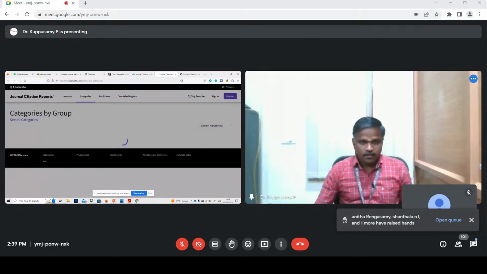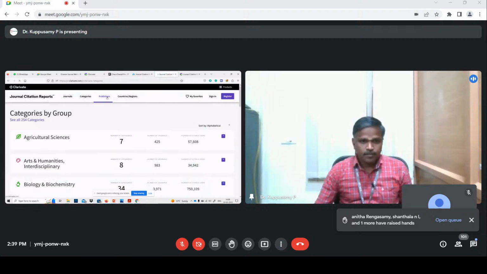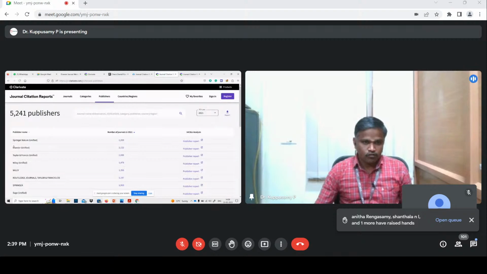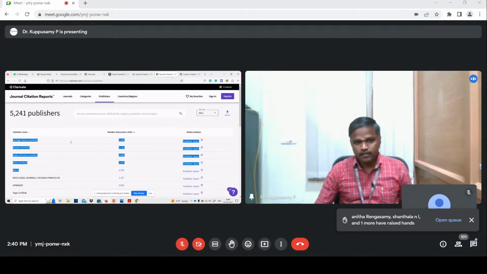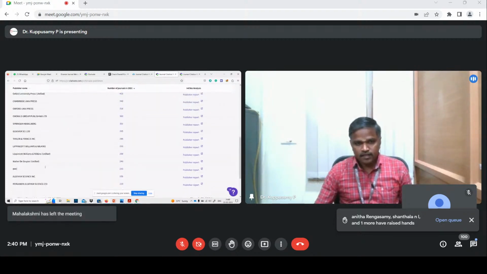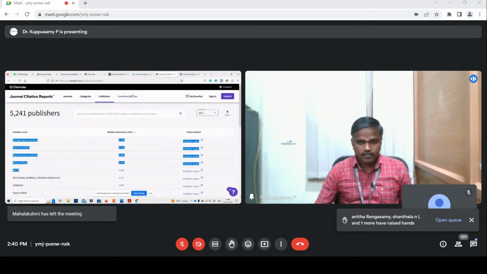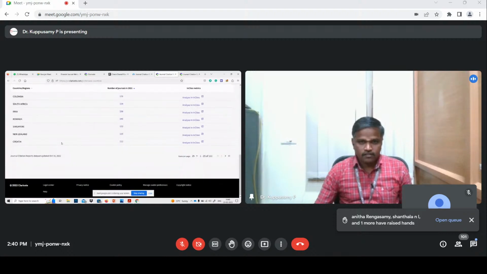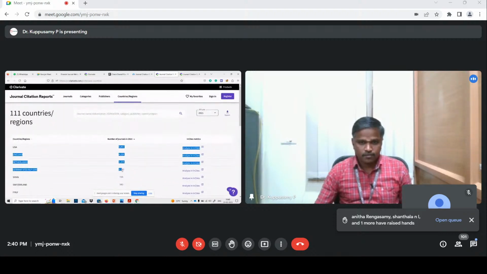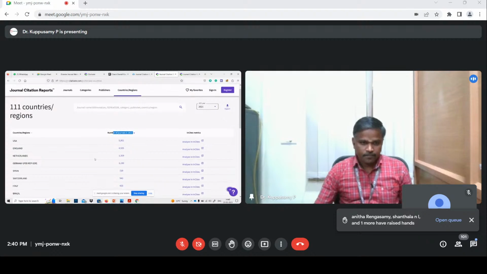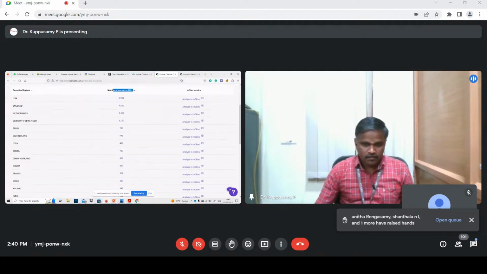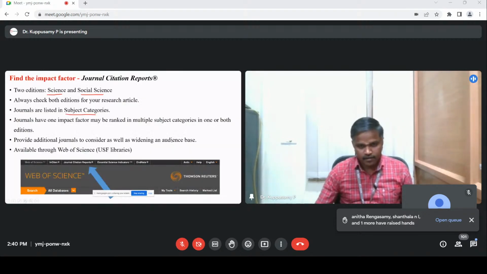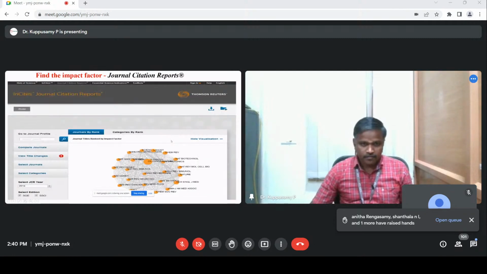And here we are having one more option, publisher wise. Look at that, so many publishers are there: Springer, Elsevier, Taylor and Francis, Wiley. We can select publisher wise. Here we are having country wise journals, the number of journals as per 2021. Like this, you can check the journals' impact factor and also ranking, everything.